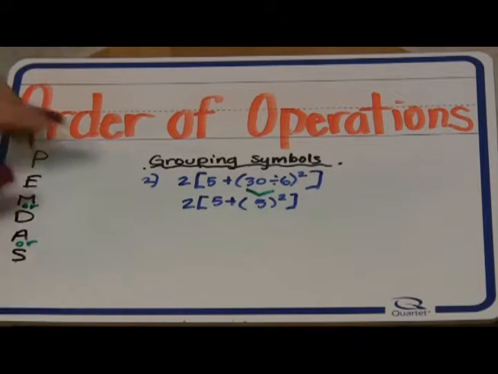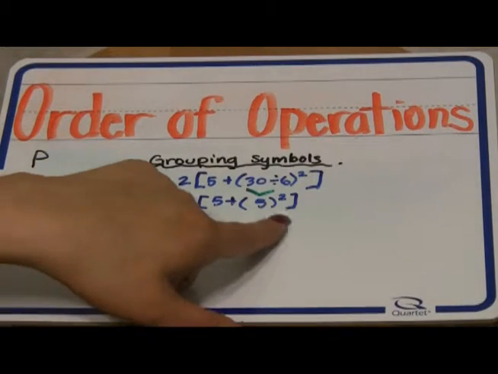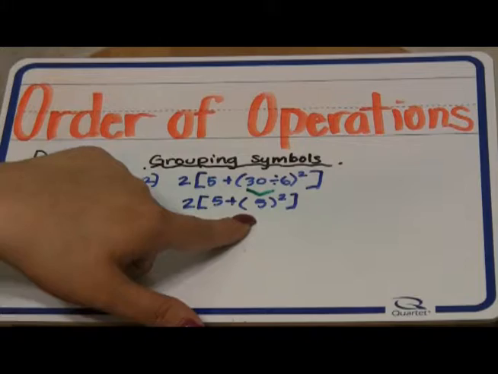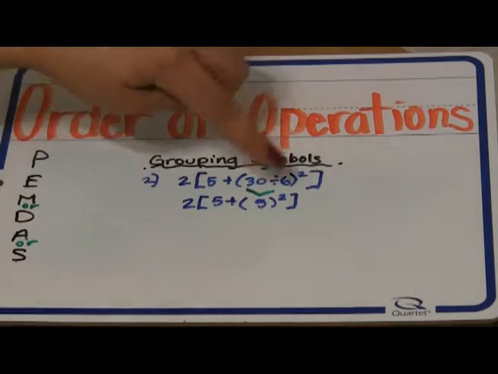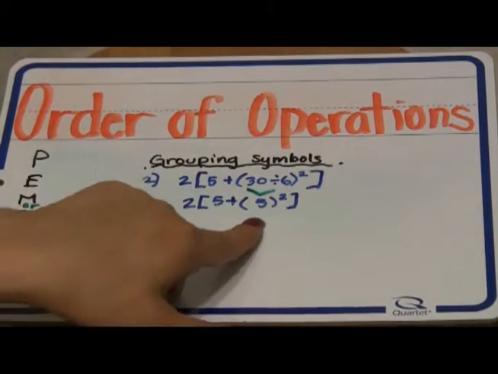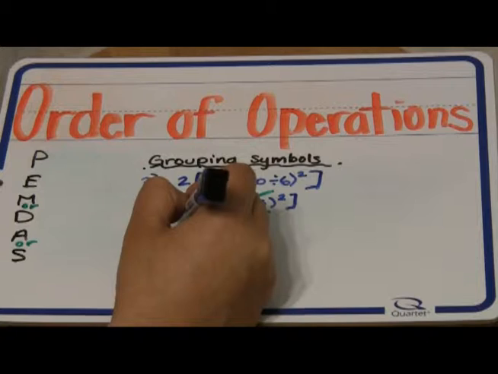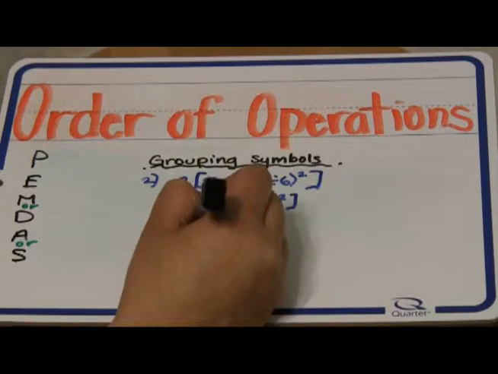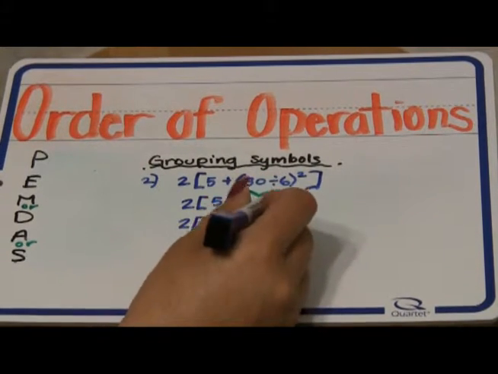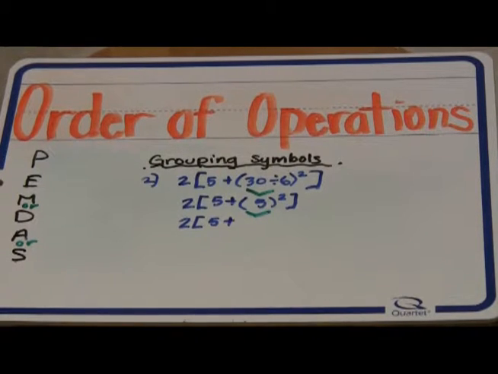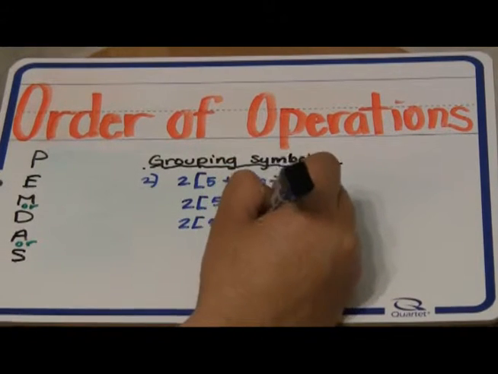Now within that bracket I'm looking at what's inside of it. I have 5 plus 5 squared. So our square is our exponent. We have to work with our exponent first. So I'm going to rewrite this. 2, the bracket 5, plus 5 squared is the same thing as 5 times 5, which equals 25.